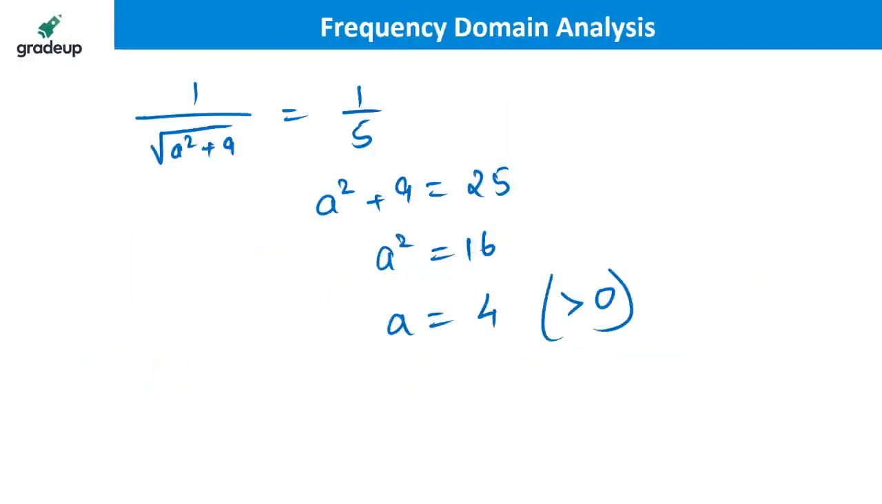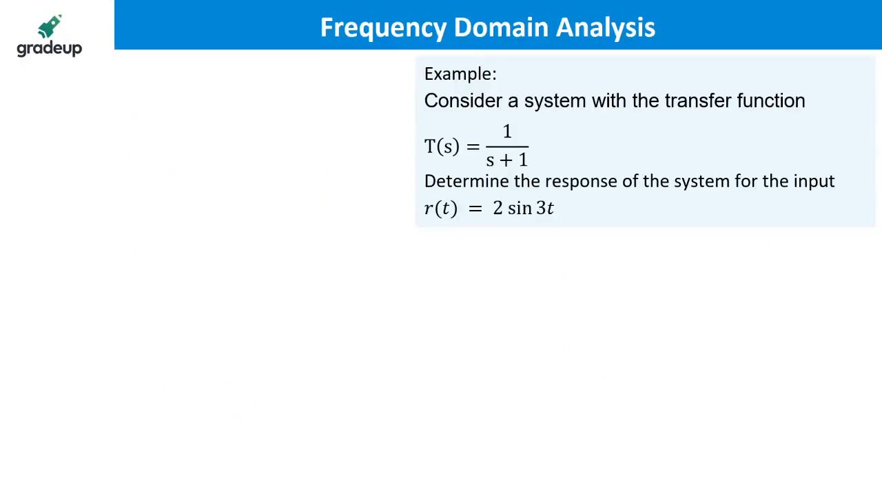Now, answer me one more question so that we move towards our second order control system, understanding the frequency response of that. We'll get back to the control system. Just can you give me one more answer here? Consider a system with this transfer function given 1 upon s plus 1. Determine the response of the system to the input 2 sine 3t. Solve it quickly.